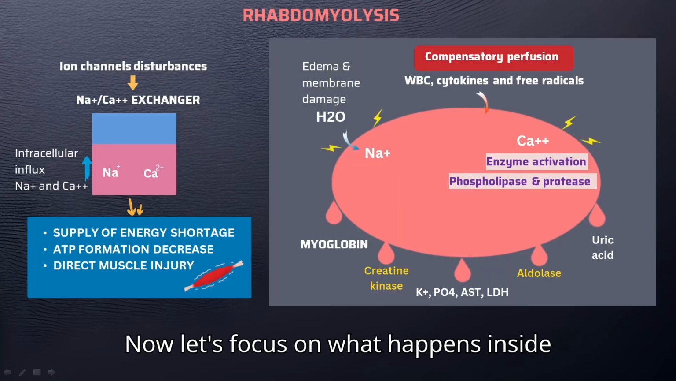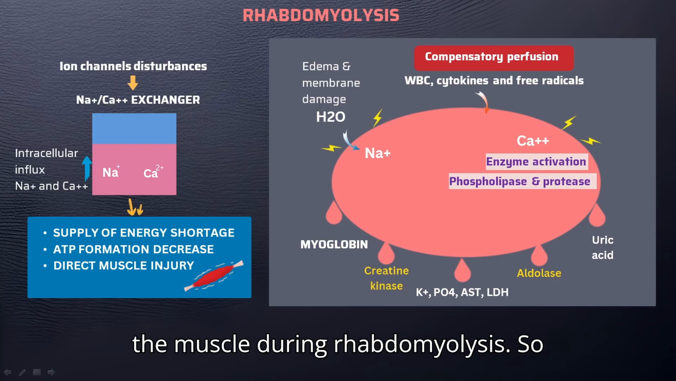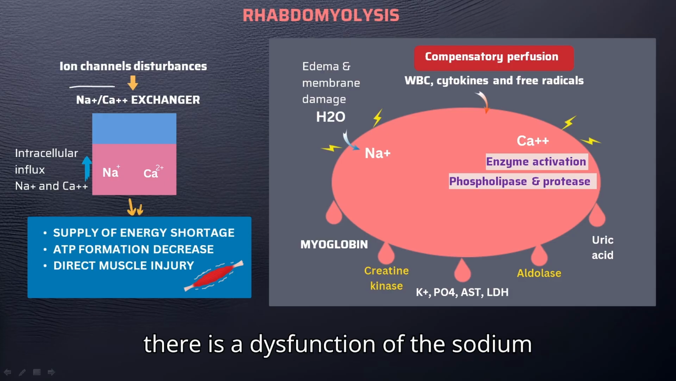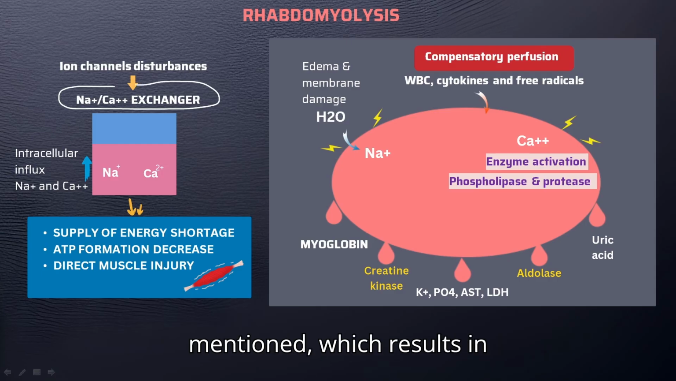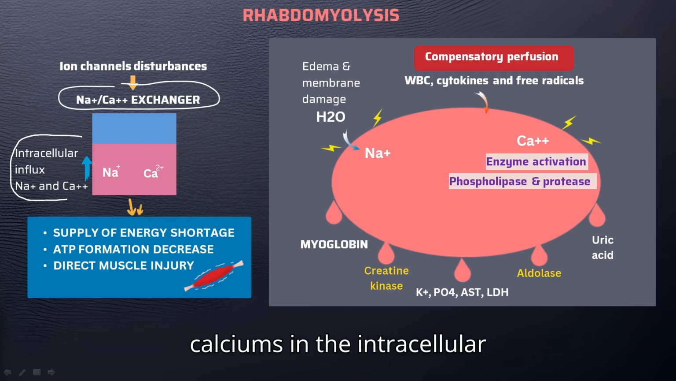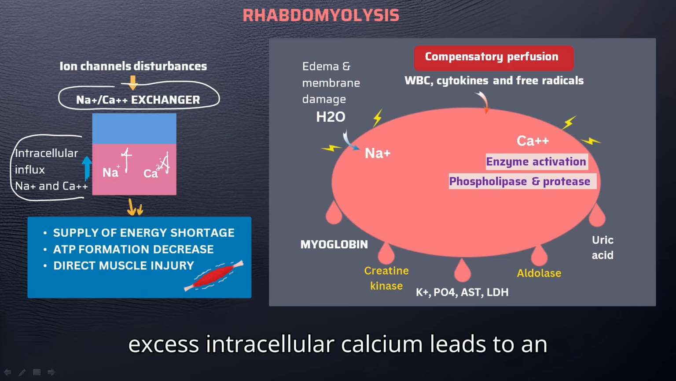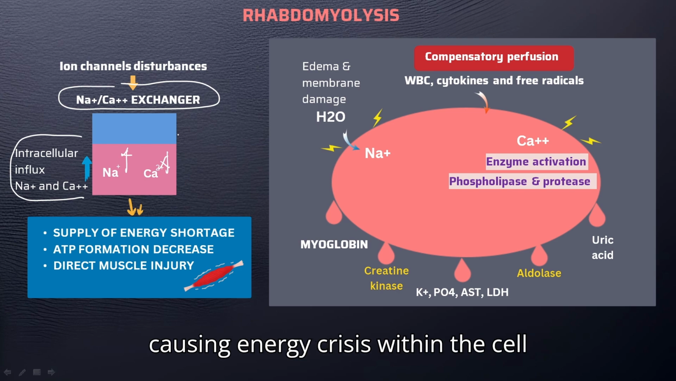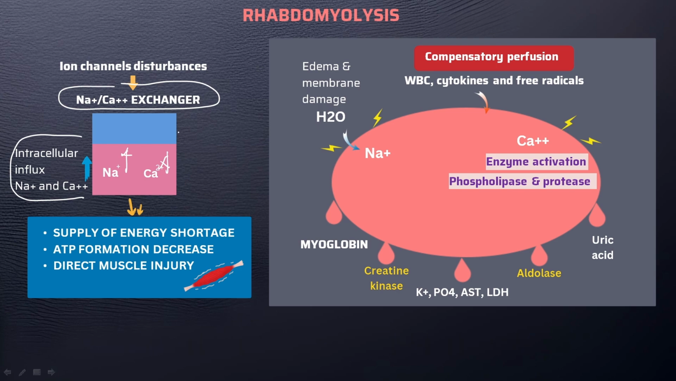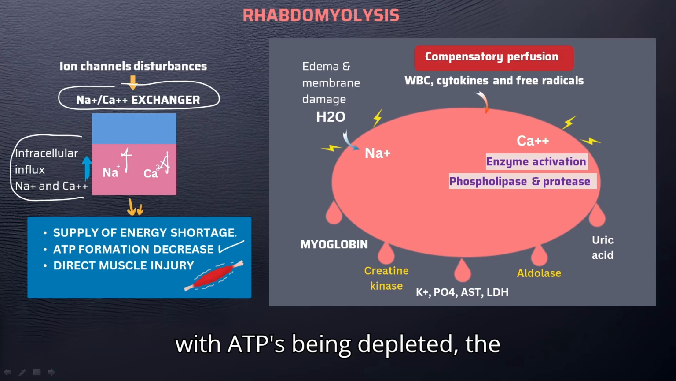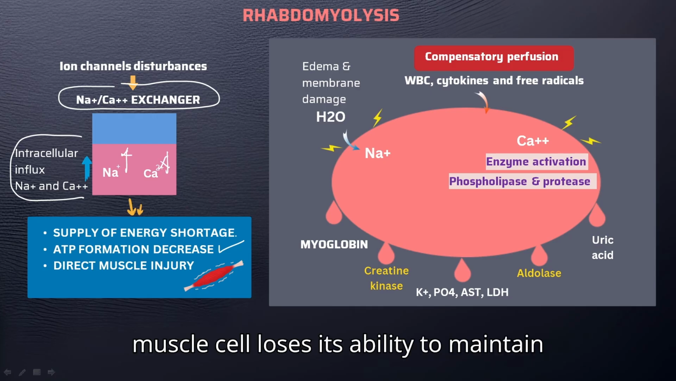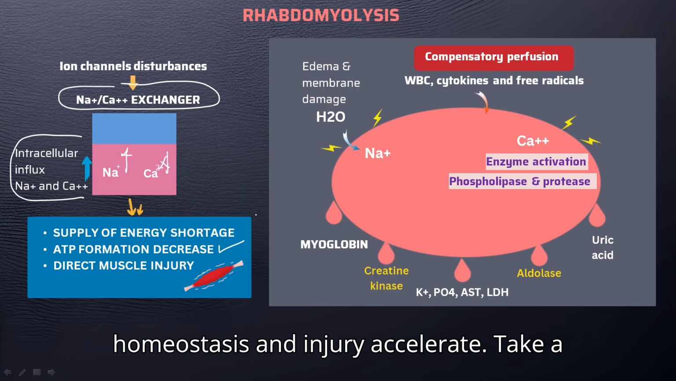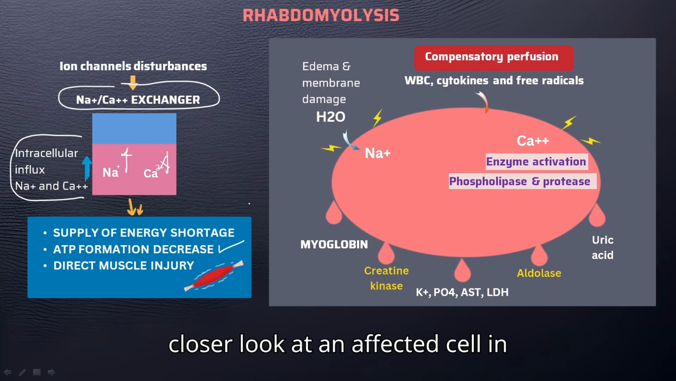Now, let's focus on what happens inside the muscle during rhabdomyolysis. So there is a dysfunction of the sodium-calcium exchanger, as previously mentioned, which results in increased influx of sodiums and calciums in the intracellular compartment. Okay? Excess intracellular calcium leads to an increased ATP consumption, eventually causing an energy crisis within the cell. With ATPs being depleted, the muscle cell loses its ability to maintain homeostasis and injury accelerates. Take a closer look at an affected cell in rhabdomyolysis.